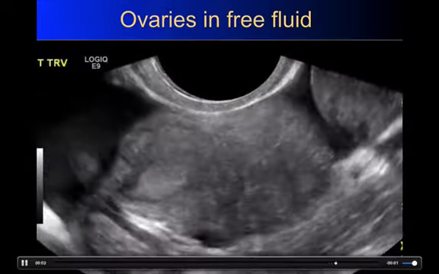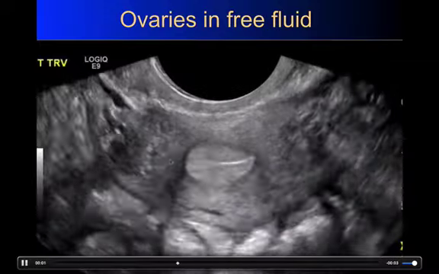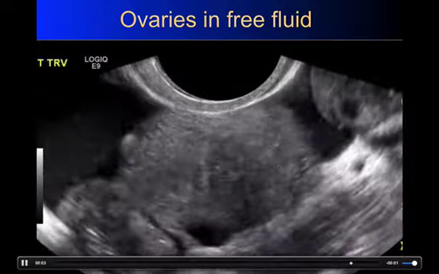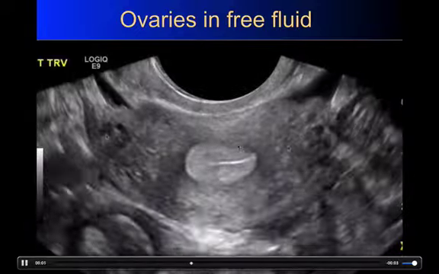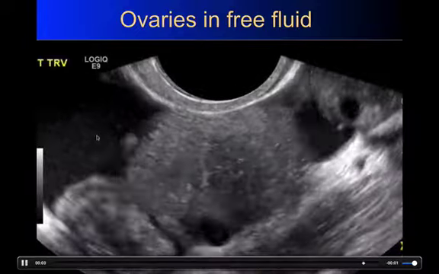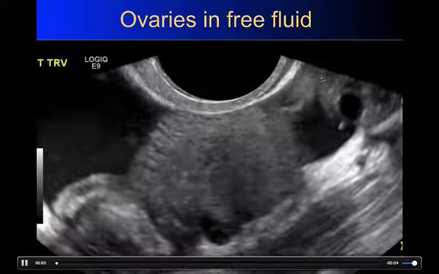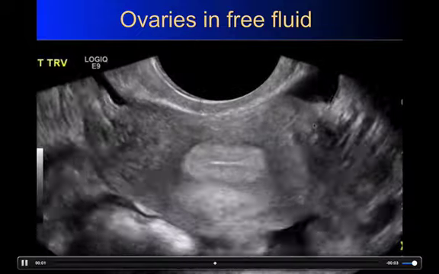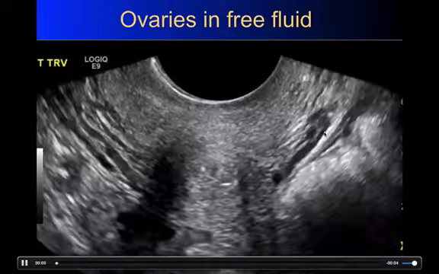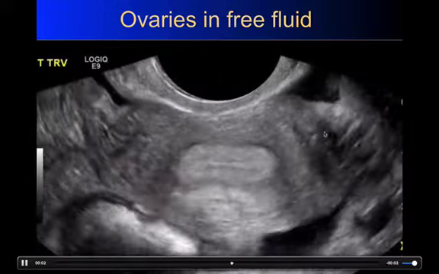This is an example of a thickened endometrial stripe here. And we see a bunch of free fluid on both sides of the uterus. And we also see a piece of an ovary right there. So this person probably had a ruptured ovarian cyst.